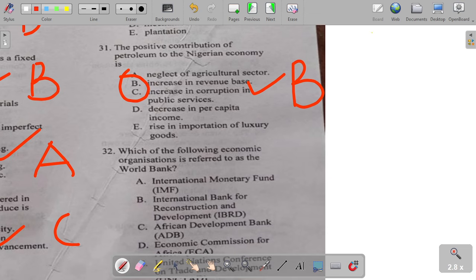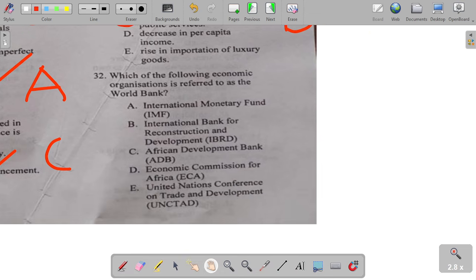Number 32. Which of the following economic organizations is referred to as the World Bank? International Monetary Fund, no, that's IMF. International Bank for Reconstruction and Development, of course, IBRD. Number 32 is B. Let's move straight to 33.